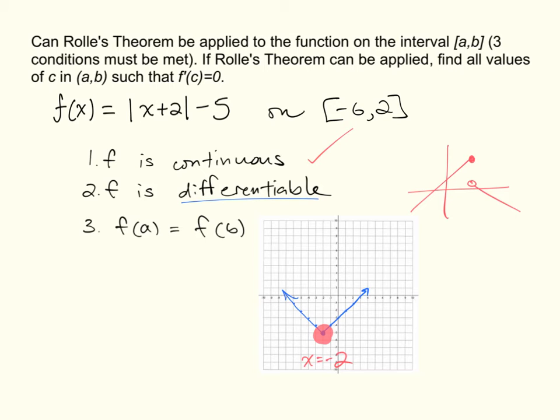Let's say you don't have the graph, or you forgot how to graph your translations of left 2 and down 5 and what the absolute value parent function looks like. How would you be able to tell that this function is not differentiable on this interval? Well, it's easier than you think. If you just look at the absolute value part, the absolute value of x plus 2, and you take what's on the inside, the argument, x plus 2, you set it equal to 0 as I did here, and you solve it for x. This is where the sharp turn happens.